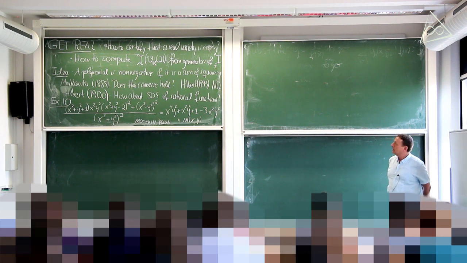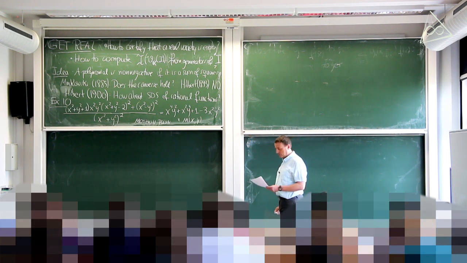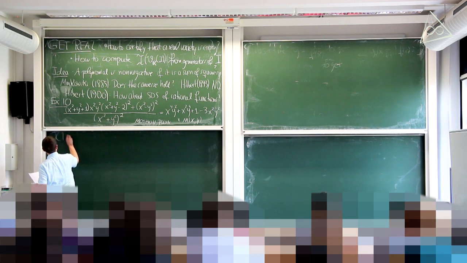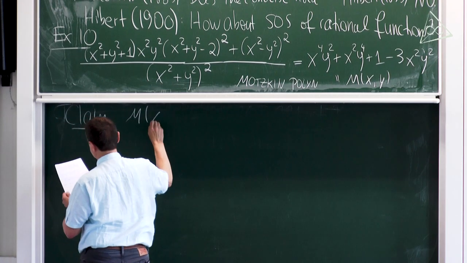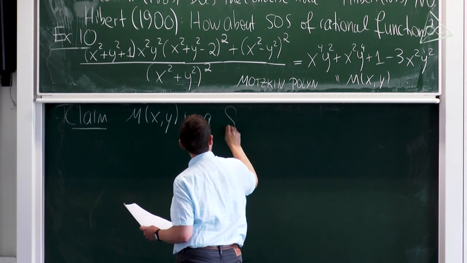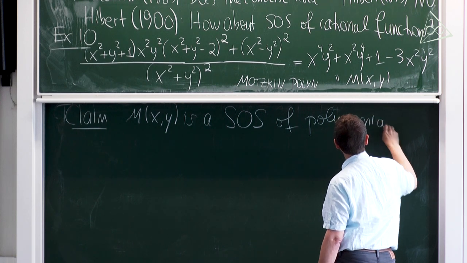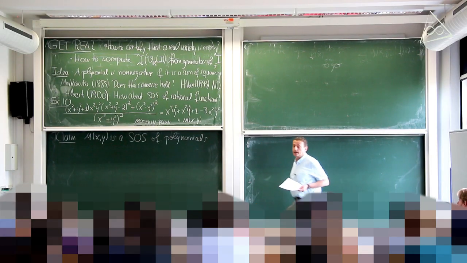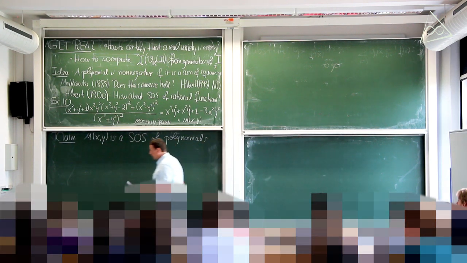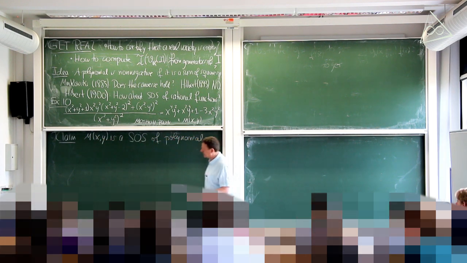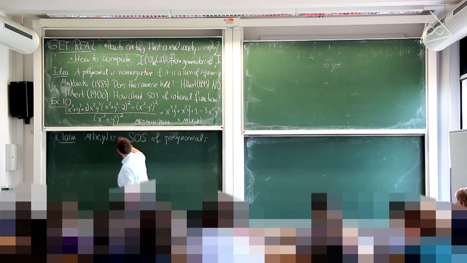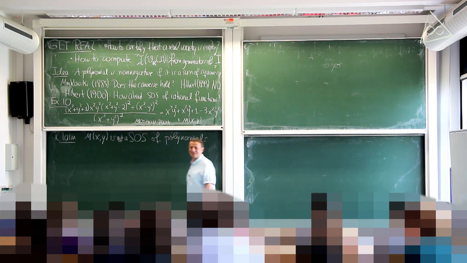That polynomial is visibly non-negative. At every point other than the origin, this representation shows it's non-negative. At the origin, it's 1, so it's a non-negative polynomial, and we have a certificate according to the 1900 question of Hilbert. Now, I claim that this Motzkin polynomial is not a sum of squares of polynomials. I have exhibited it as a sum of squares of rational functions, but I claim it is not a sum of squares of polynomials.